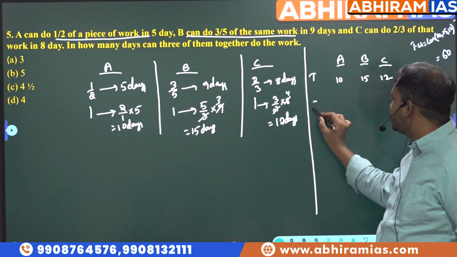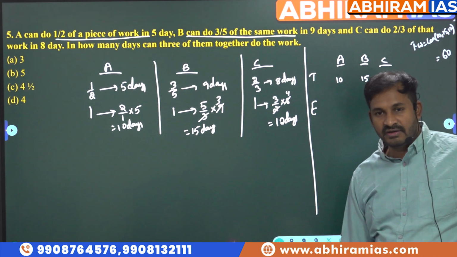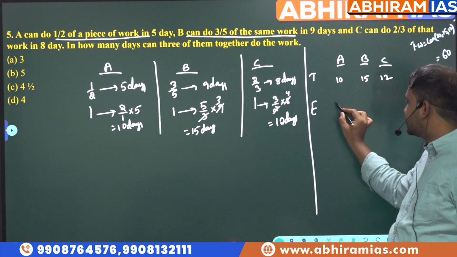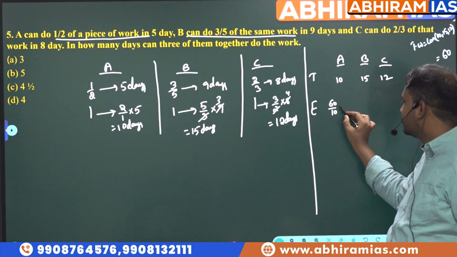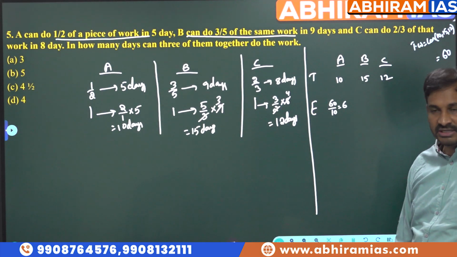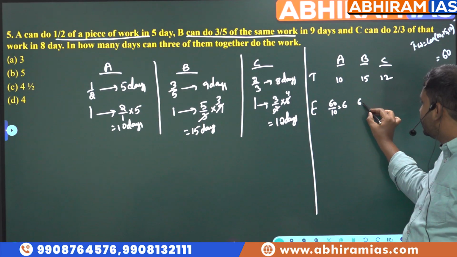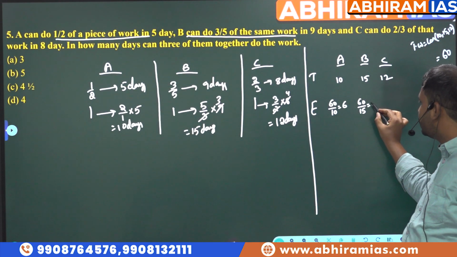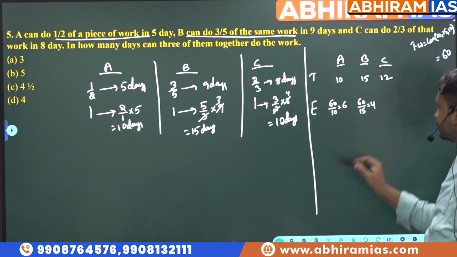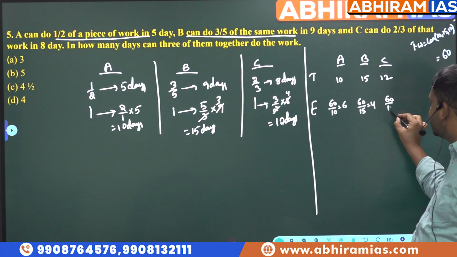Now tell me what are their efficiencies. Efficiency of A will become what? 60 by 10. Efficiency of A is 6. What is the efficiency of B? 60 by 15. That is equal to 4. What is the efficiency of C? 60 by 12. That is equal to 5.